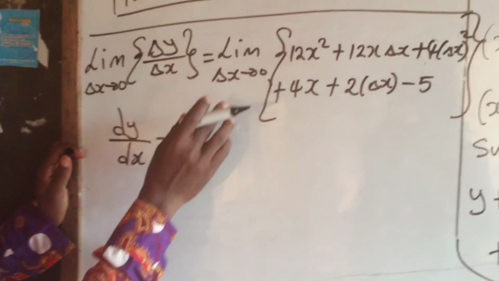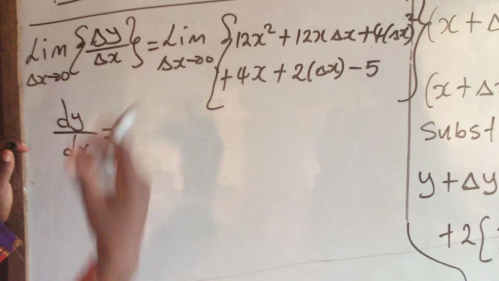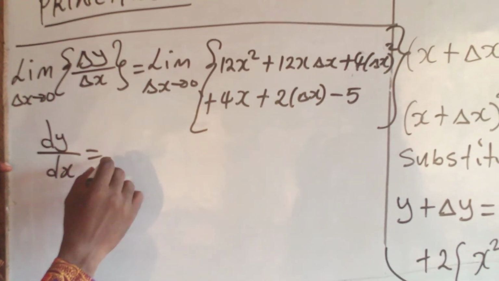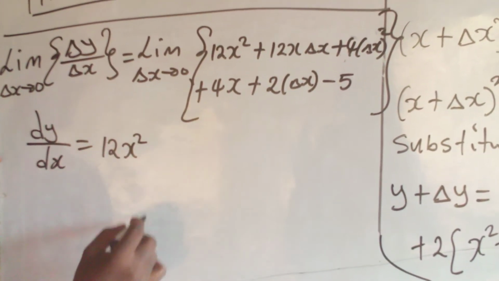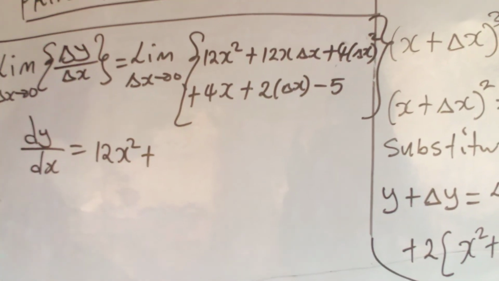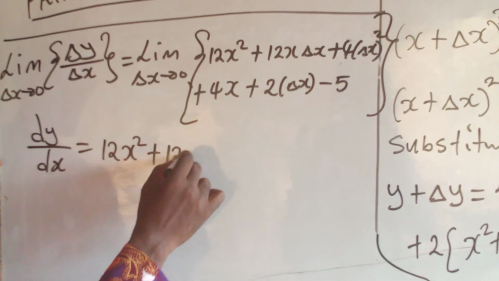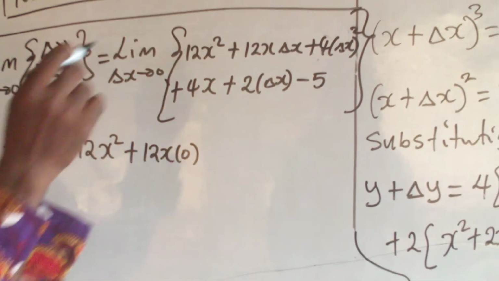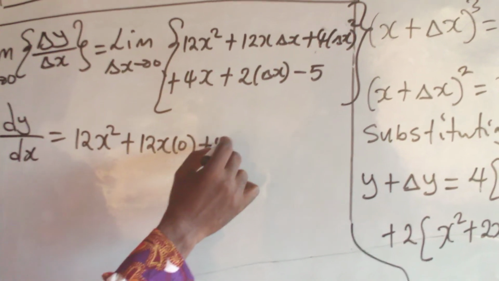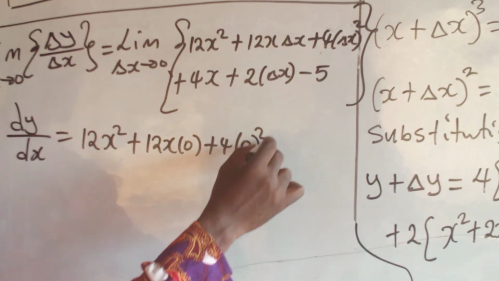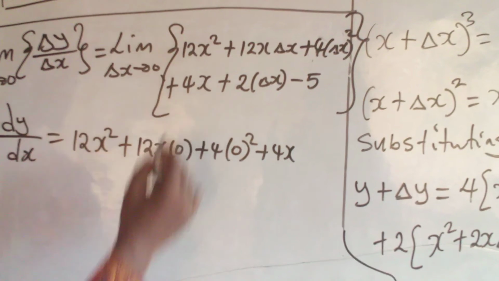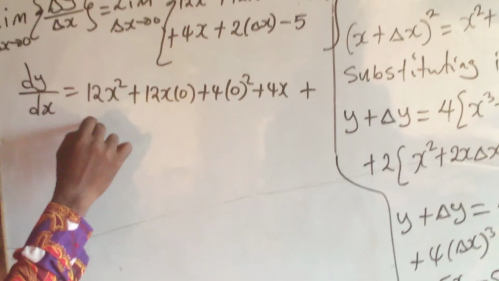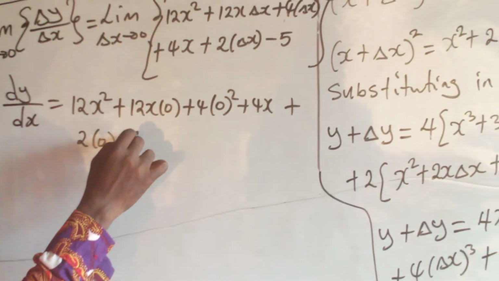So if there is no change in s, you write whatever you have. So if you come to the first term, there is no change in s, so you write 12s squared. Plus, you go to your second term, what you have there will be 12s. So this change in s will now be 0. You go to your third term, you have 4 into 0 squared plus 4s because there is no change in s here now. Then you now have plus 2 into 0 minus 5.